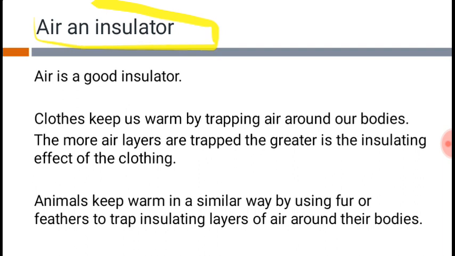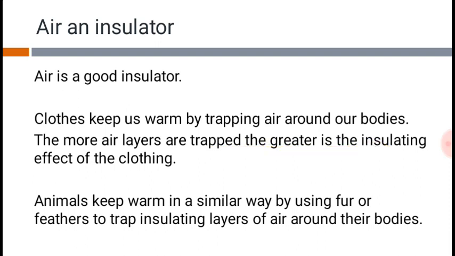See, air is a very good insulator. You just have to remember this: air is a good insulator, and it's a bad conductor. This is very important. The clothes which we wear keep us warm. How do they keep us warm? They trap the air around our body. When the air gets trapped, the heat gets trapped, so it insulates us. The more air layers are trapped, the greater is the insulating effect of the clothing.